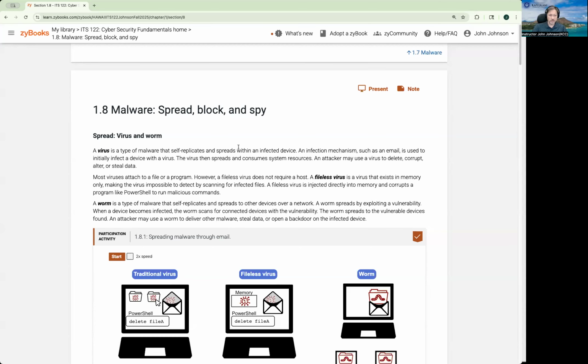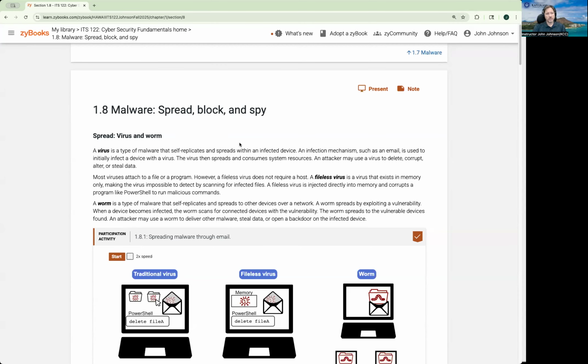Aloha and welcome. In this section, we're going to be talking about malware. We're going to be talking about specifically the spread, block, and spy type. So let's go ahead and open up our textbooks. We're going to be in chapter 1.8, malware, spread, block, and spy.